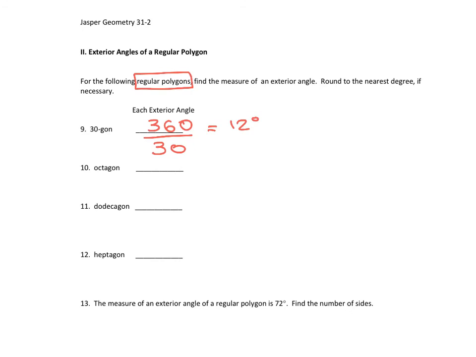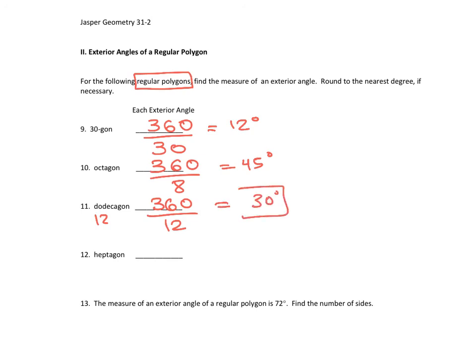Now, octagon means it has 8 sides. So the sum of all the exterior angles, no matter how many sides that shape has, will always be 360, divided by 8, that's going to give me 45 degrees. Now the decagon has 12 sides. So 360 divided by 12, that's going to give me 30 degrees. That's the measure of each exterior angle. Now a heptagon means it has 7 sides. So the measurement of each exterior angle is 360 divided by 7, which is 51 degrees.